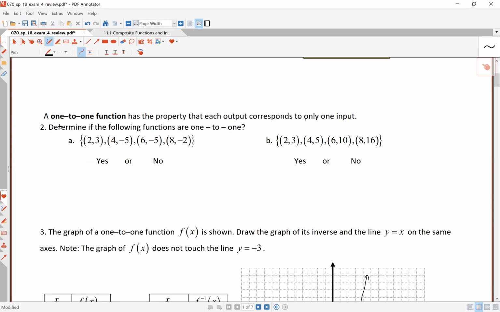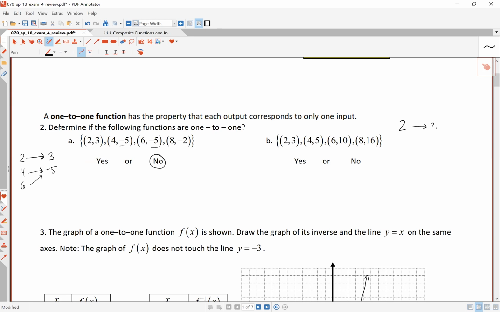And when you look at letter A, the output of 3 corresponds to 2. The output of negative 5 corresponds to 4, but it also corresponds to 6. That's the problem. That output of negative 5 corresponds to 2 inputs, so this is not one-to-one. It is a function, but it's not one-to-one. So we're on the lookout for repeated y values.